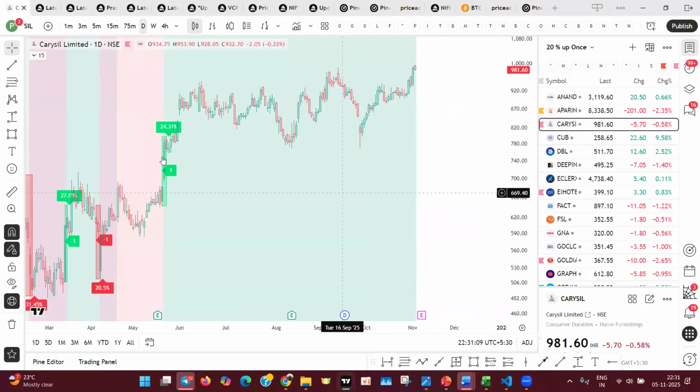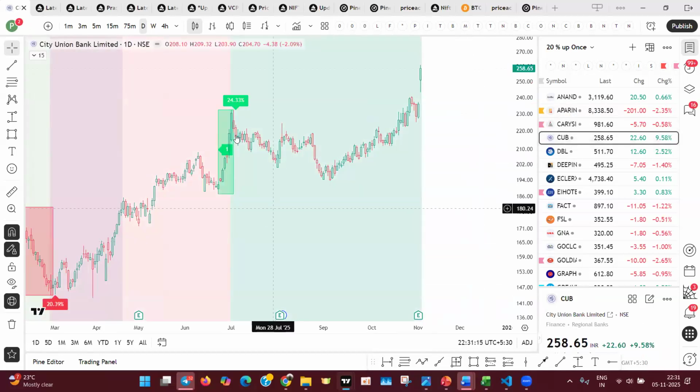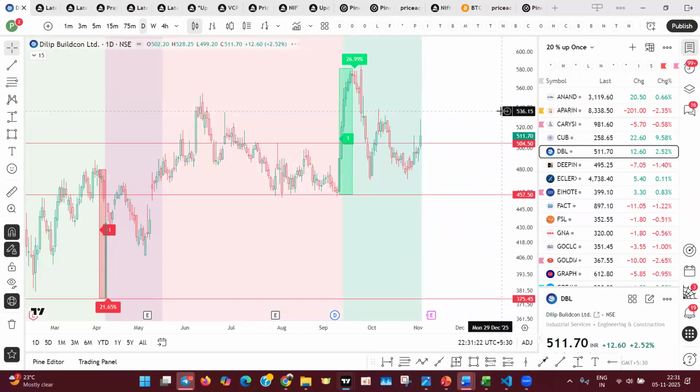You will notice that all these stocks will show a 20% or higher up move. This is a 20% up move and it has started moving faster now. It may go into momentum. DBL, a 20% up move, has given a retracement. It's sideways.